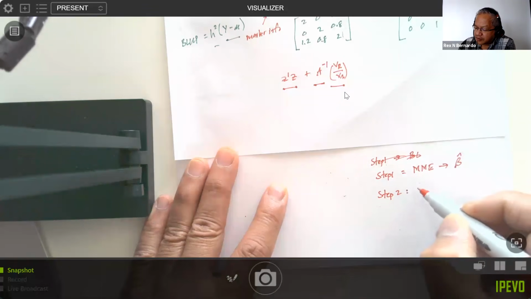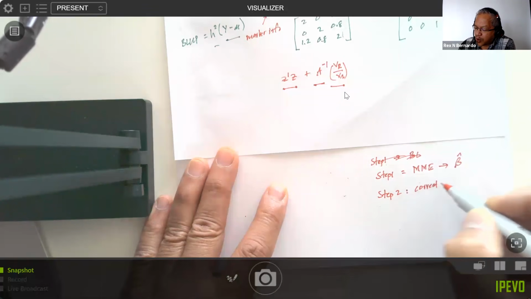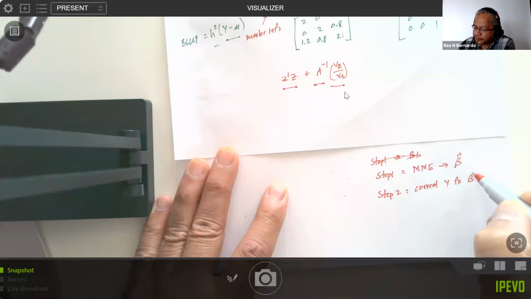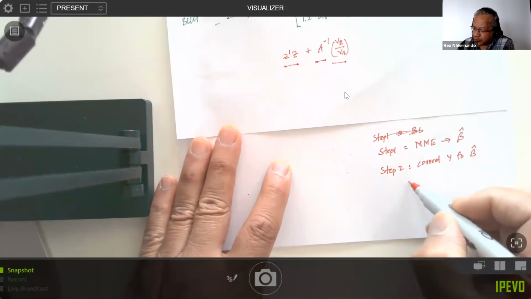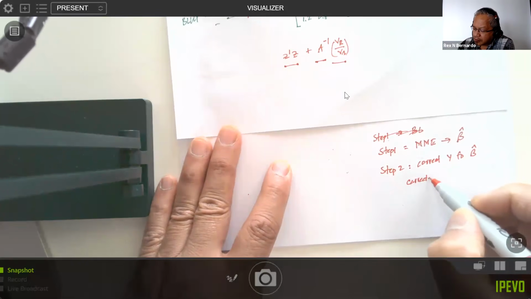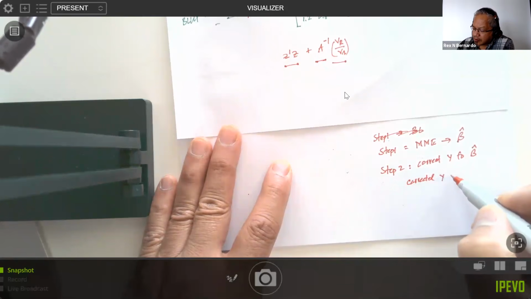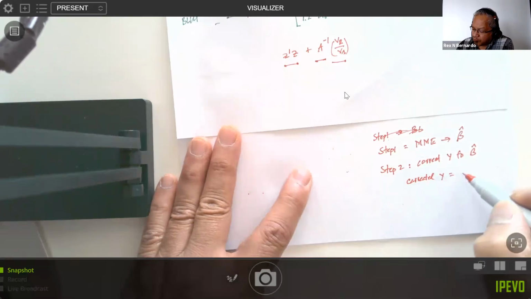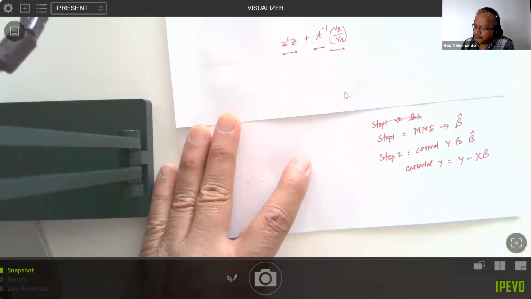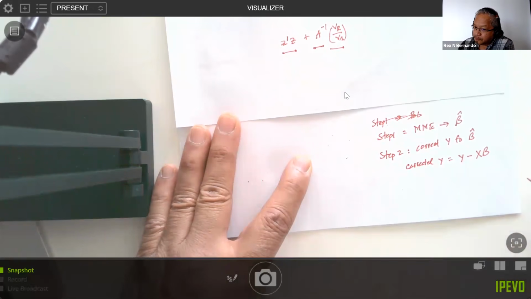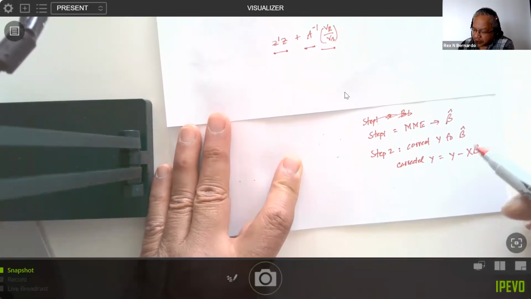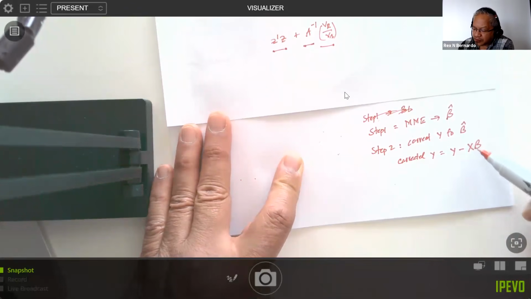Step 2, I would correct my Y for my B, meaning that I would have my corrected Y equal to my original Y minus X times B. Okay, I'm simply correcting. I'm not doing blues. I'm not doing BLUPs here. I'm simply correcting each observation for its fixed effects.